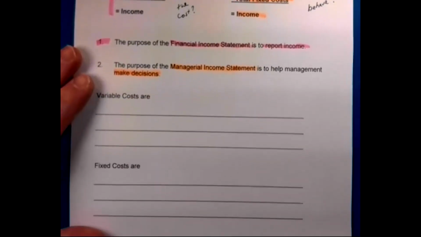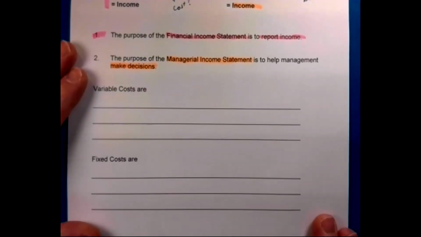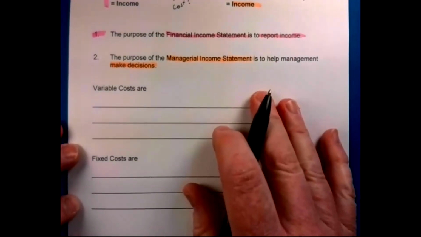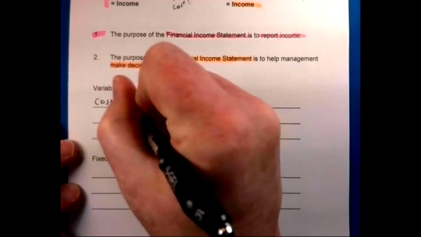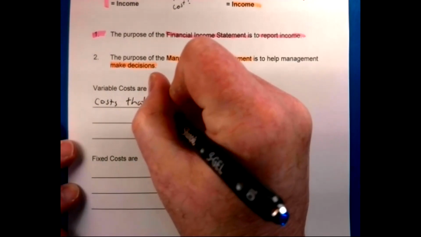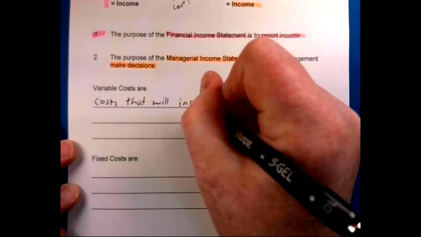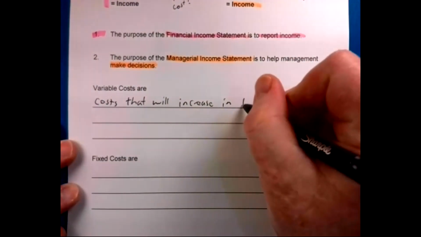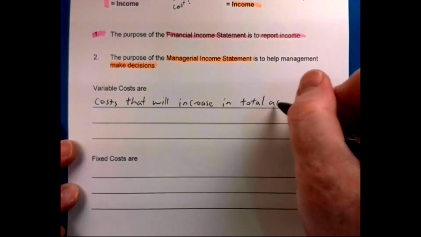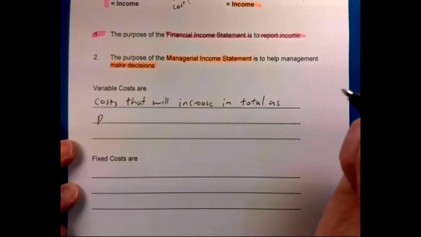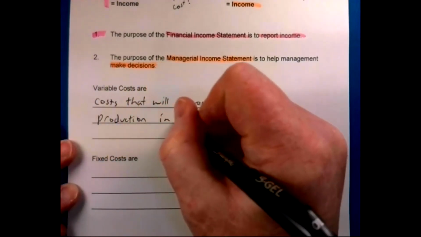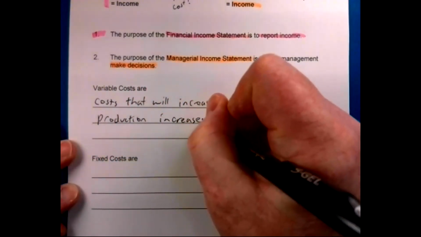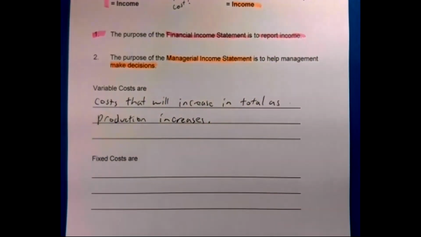Okay, and here's just a couple of definitions we'll go over. You don't need to write these down. Variable costs are costs that will increase in total as production increases. So the more you produce, the more they go up.